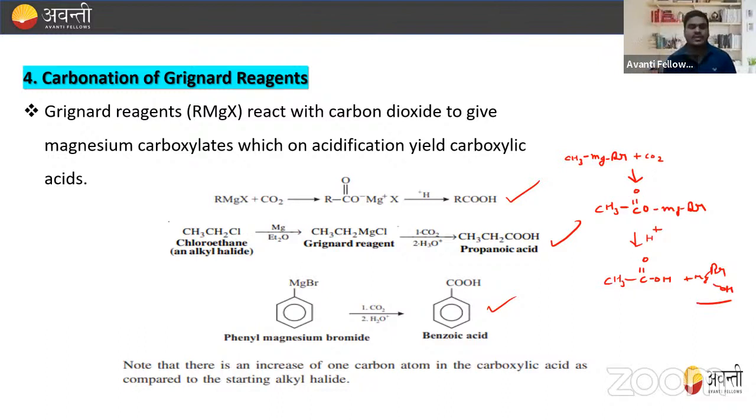So this is how you will get the reaction with CO2. Similarly, when you treat chloroethane, CH3CH2Cl, with magnesium in ether, we will also get the same thing. Note that there is an increase of one carbon atom in the carboxylic acid as compared to the starting alkyl halide, because here the number of carbon atoms is only six, but here we can observe that there are seven carbon atoms.